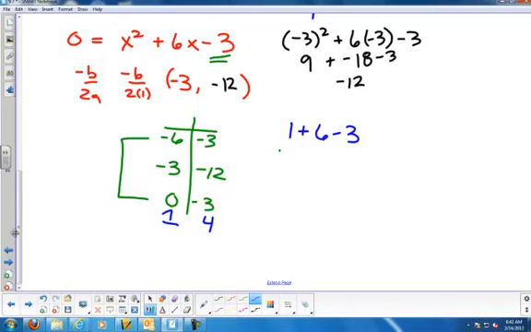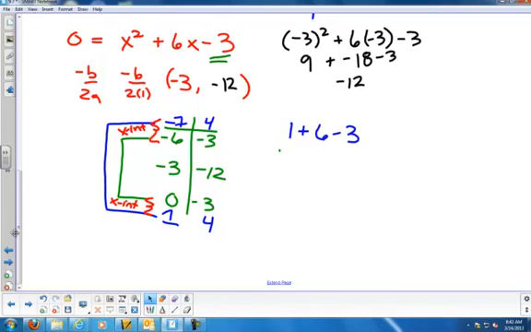Which means that negative 7 would also give you 4. This is telling us that our x-intercept is somewhere in between negative 6 and negative 7, and it's somewhere in between 0 and 1. We will learn the quadratic formula in a couple days to get those exact points, but right now, through graphing and estimating, that's all that you're expected to do.